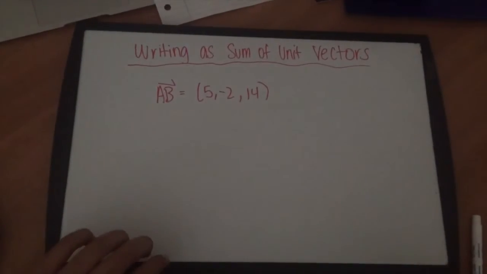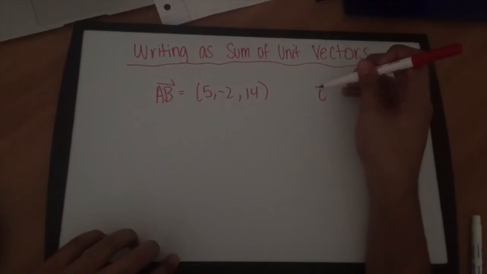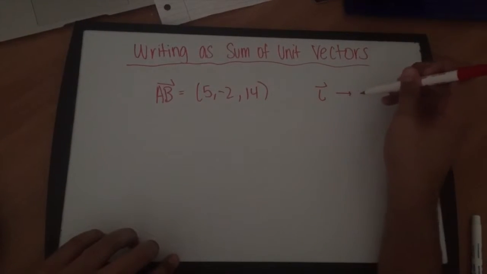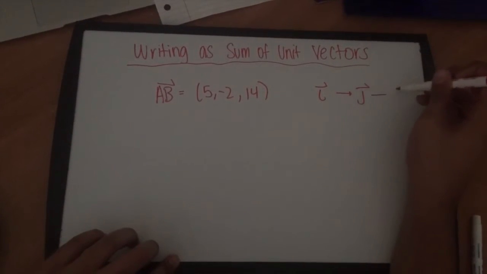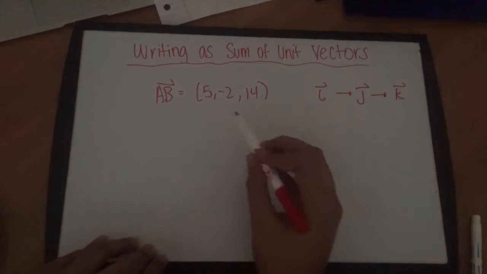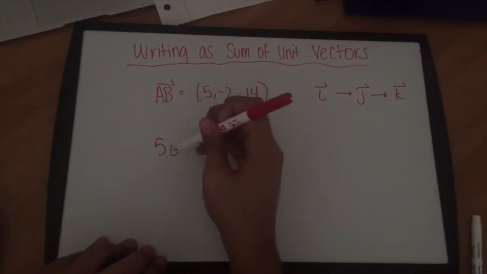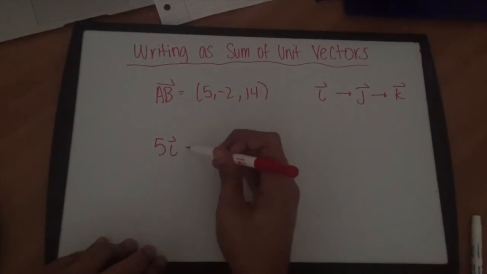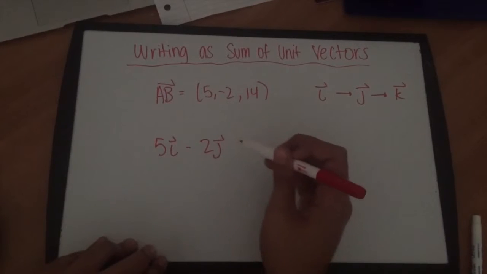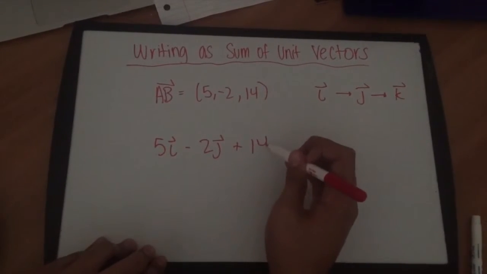Now let's take that answer and learn how to write it as a sum of unit vectors. The i, j, k corresponds to the x, y, z pair respectively. Now I'll do another example.